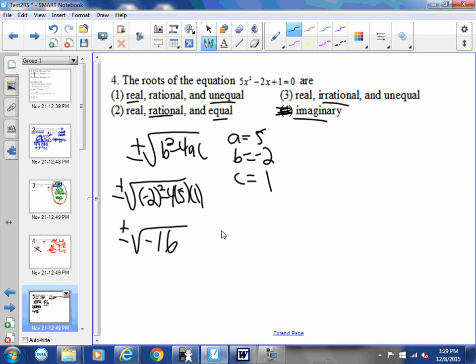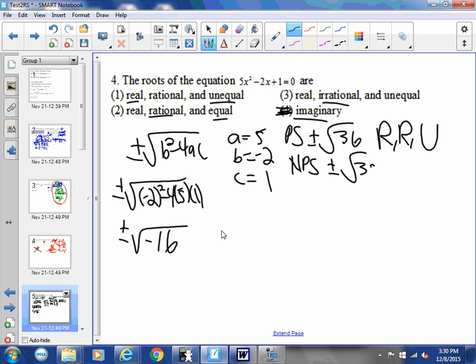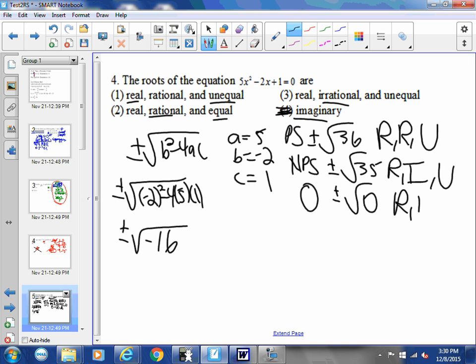If it's a positive perfect square, it's going to be real, it's going to be rational, it's going to be unequal. If I have a positive non-perfect square, it's going to be real, it's going to be irrational, because radical 35 is irrational, and unequal. If it is 0, plus or minus radical 0, well, that's real, that's rational, and that's equal, because positive 0 and negative 0 are the same thing.